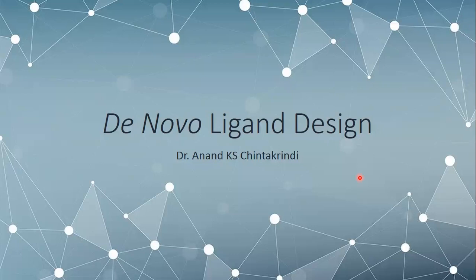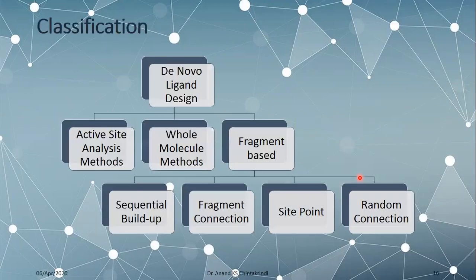Welcome students. We will continue with the de novo ligand design. In previous lectures, we have seen that de novo ligand design can be classified into three types: active site analysis methods, whole molecule methods, and fragment based methods. We have covered active site analysis methods in our previous lectures. I will continue with the whole molecule methods and the fragment based methods in this video.